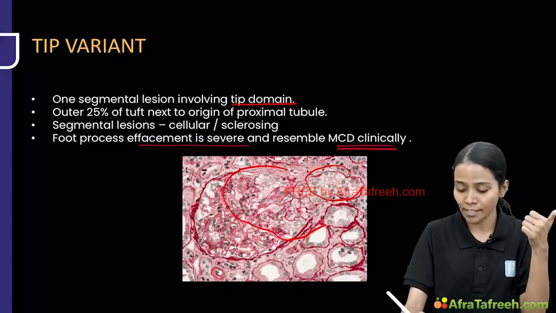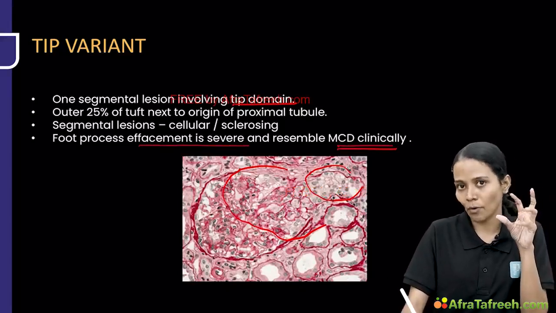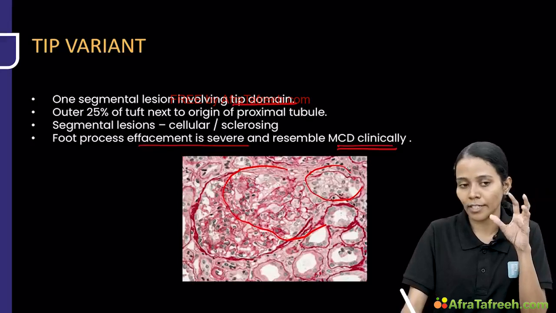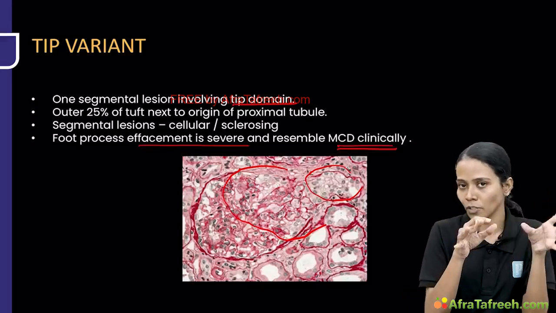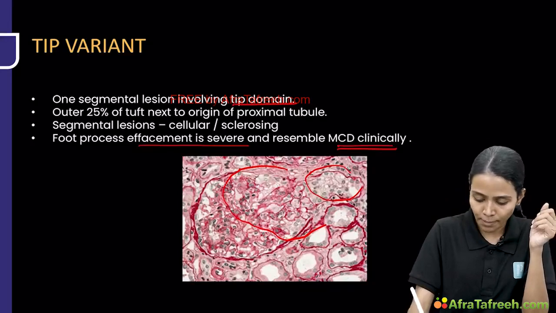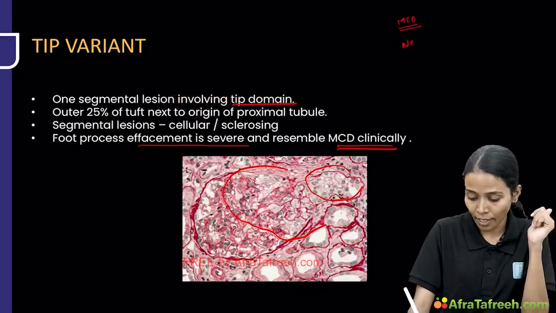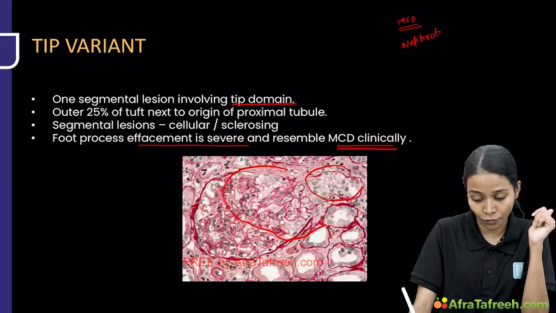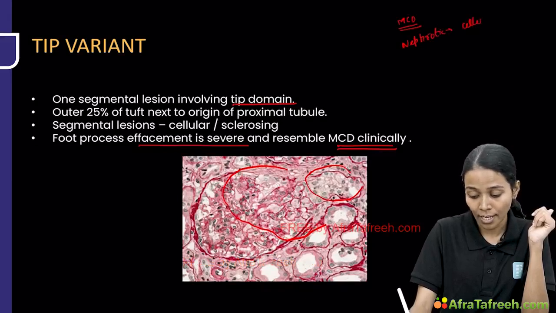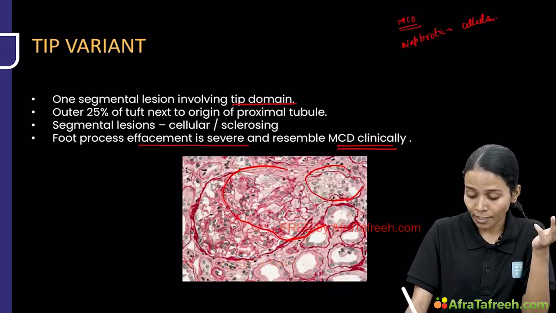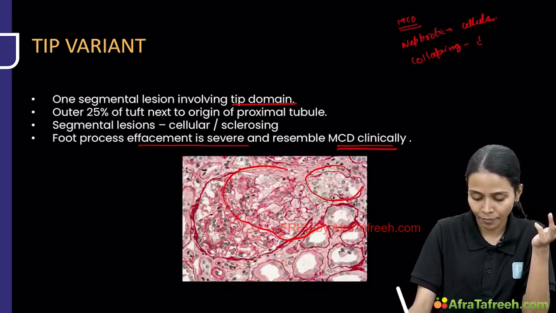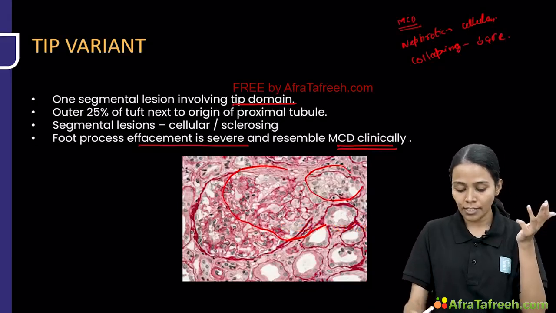So like we discussed, tip lesion means the tip of the glomerulus is involved. That is the 25% next to the proximal tubule. Okay. So this presents as MCD clinically. Cellular lesions also will have nephrotic presentation, full-blown nephrotic presentation, and collapsing lesions will present with fallen GFR, right? So these are the important types.